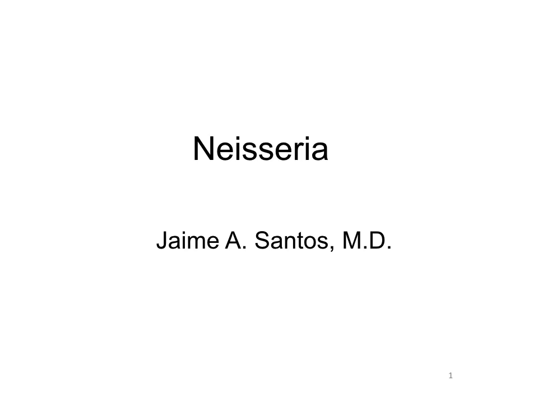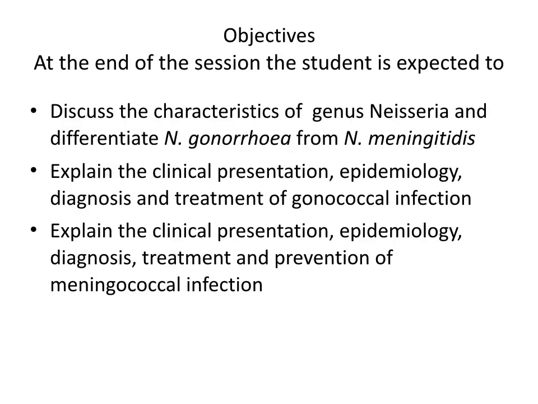For this session, we're going to discuss the bacterial group of organisms we call Neisseria. At the end of this session, the student is expected to be able to discuss the different characteristics of the genus Neisseria and to differentiate as well the two major organisms belonging to it, Neisseria gonorrhoeae and Neisseria meningitidis. Explain the clinical presentation, epidemiology, diagnosis, and treatment of both gonococcal infection as well as meningococcal infection.